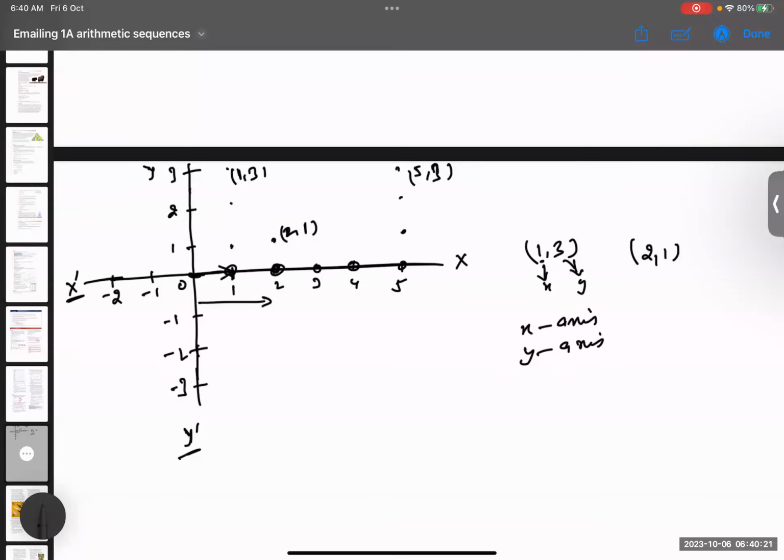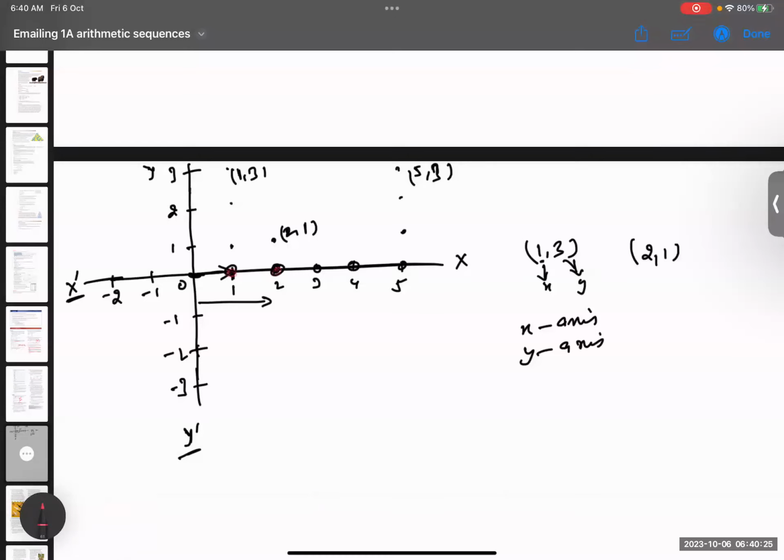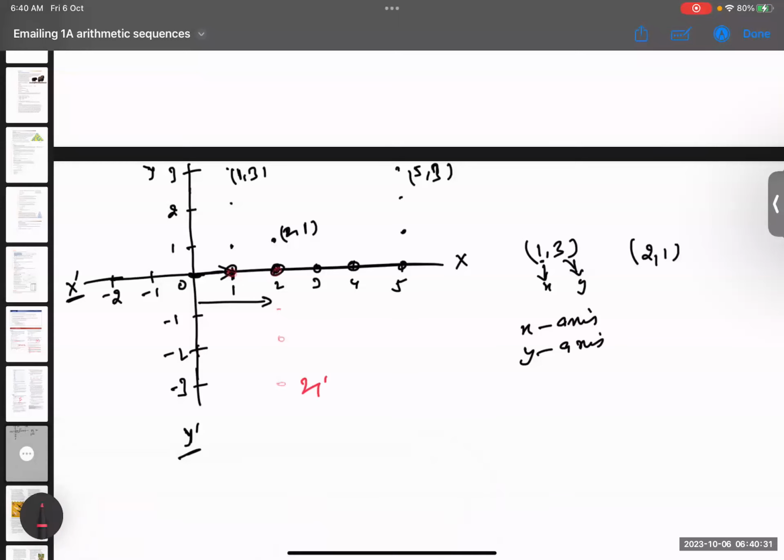Then I'll go like this. 1, 2, then 1, 2, 3. Then this point will be (2, -3). Now suppose I have to find (-2, 1). Where is (-2, 1)? This is 0, and -2 is over there, then 1 is up there.